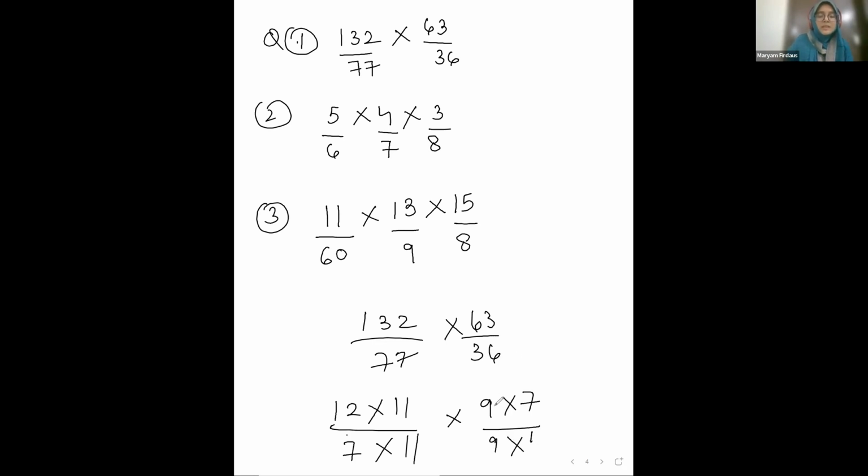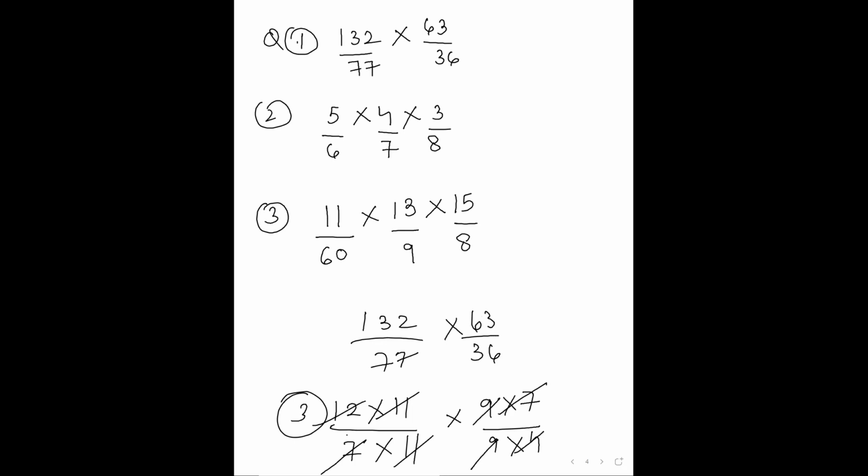Oh, yeah. Okay, so I see 9 and 9 getting cancelled. I see 11 and 11 getting cancelled. I see 7 and 7 getting cancelled. And I see 4 and 12 getting cancelled. 4 threes are 12. So my final answer is 3. So are you seeing how I broke the big problem into small chunks? Yes. Okay, so this is one thing that you can do.